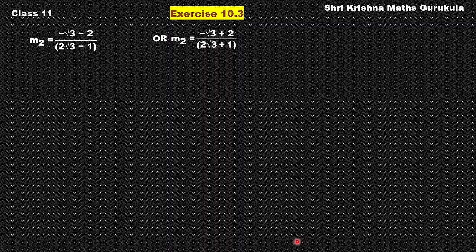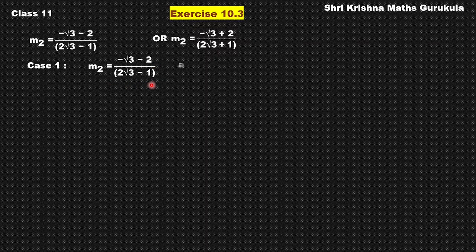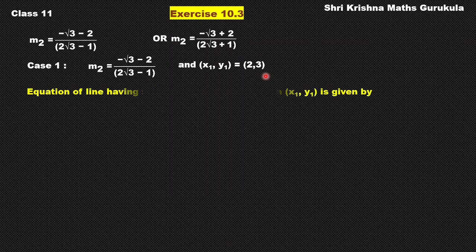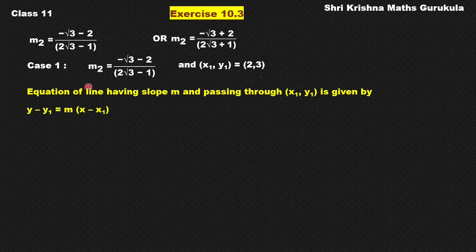When we have got two different slopes, don't you think we have to find the equation of the line for both the slopes? So in first case, I'll consider this slope, m2 is equal to minus root 3 minus 2 whole divided by 2 root 3 minus 1. Now we already know a point on the line which is x1 comma y1, that is 2 comma 3. We know a formula to find the equation of the line when we know a point on the line and its slope is m. And what is it? Y minus y1 is equal to m into x minus x1.